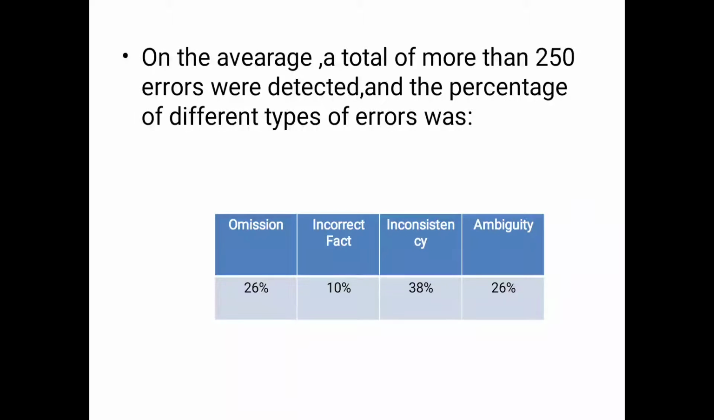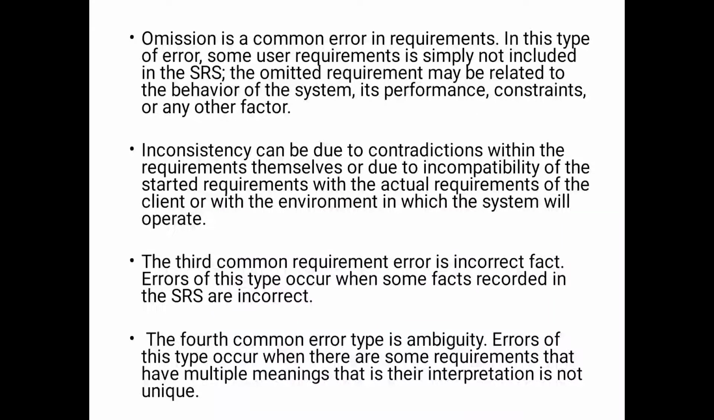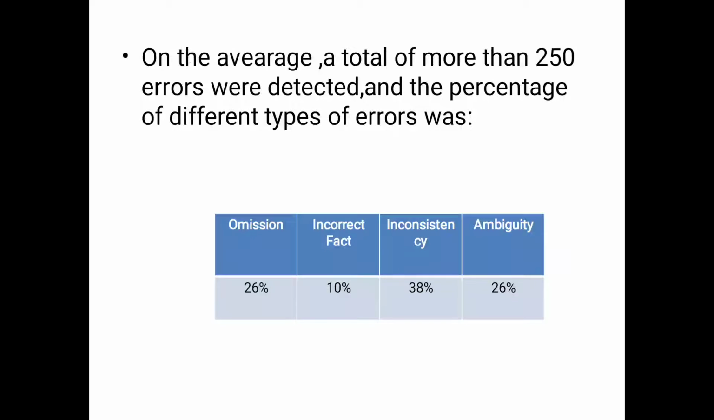Now, in a collection of requirements, if some requirements are chosen incorrectly, that may cause some errors. So, this is the incorrect fact percentage. And the fourth common error is ambiguity or duplication. Errors of this type occur when some requirements have multiple meanings, that is, their interpretation is not unique. So, ambiguity is nothing but duplication, or not being unique. In this sort, it may cause some percentage of errors. This is the percentage of errors while doing the testing.